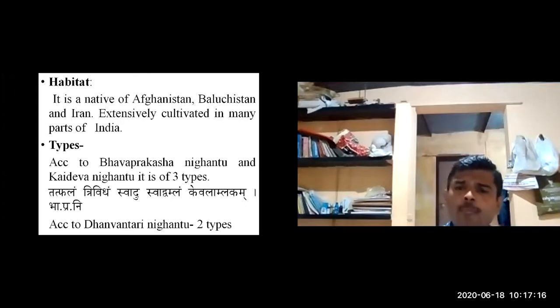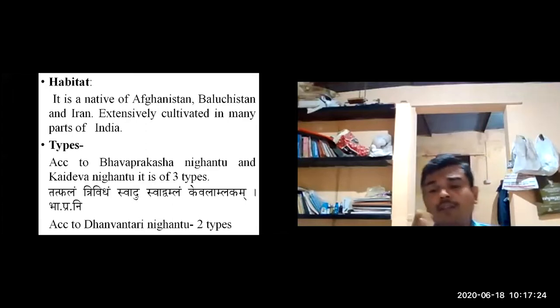Regarding the types of Dadima, Bhavaprakash Nigantakara used to mention 3 types, depending upon the rasa. That is, Tatphalam Trividam Swadu Swadvamlam Kevalamblakam. See, Tatphalam Trividam. How many types of Dadima? It is of Trividam, it is of 3 types.